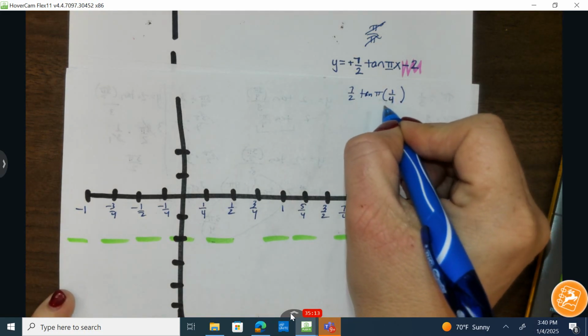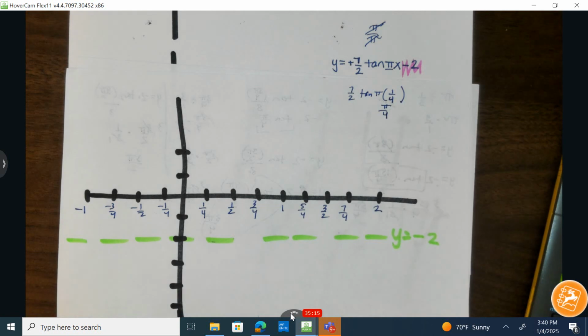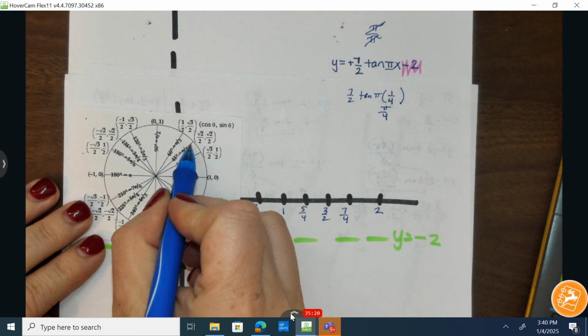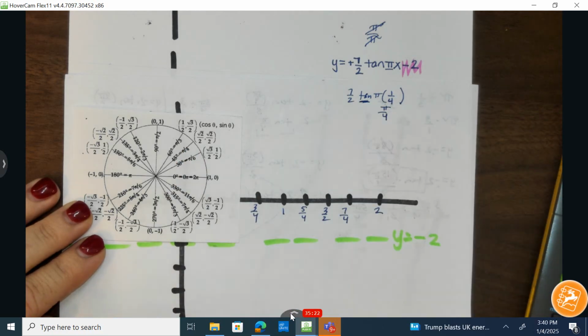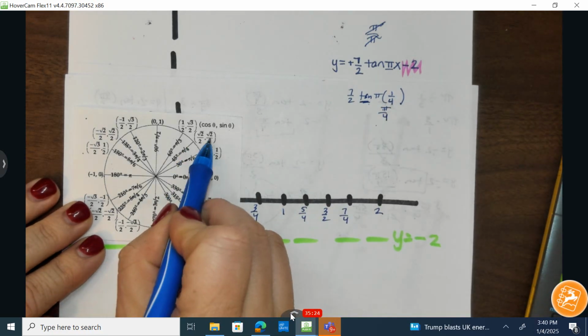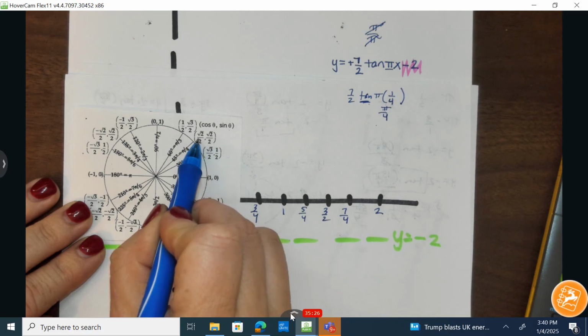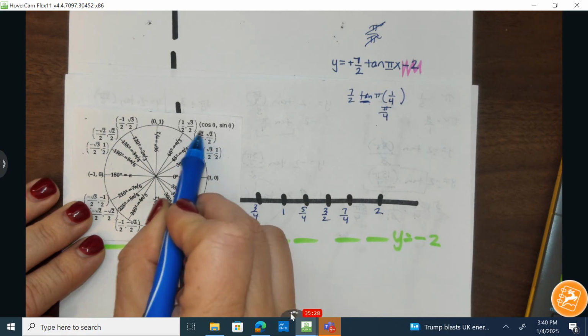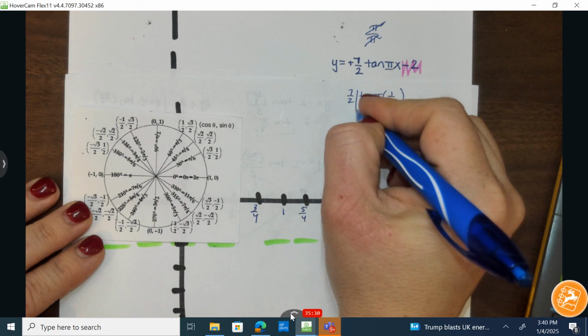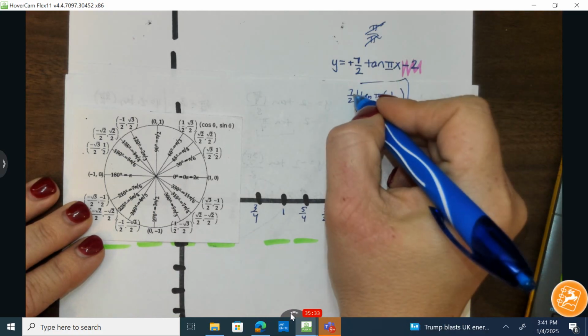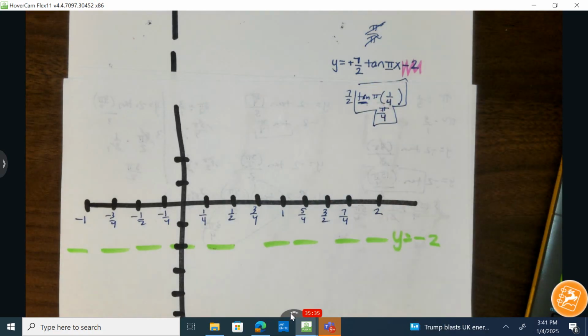So 1 times pi is pi. So I want to go to pi over 4. Notice that that's a reoccurring pattern. I want to go to pi over 4, and I want to evaluate the tangent at pi over 4. Pi over 4 tangent, they're exact same values, so sine divided by cosine is 1. So this equates to 1, but then I have to take it times the 7/2, or 3.5. 1 times 3.5 is 3.5.